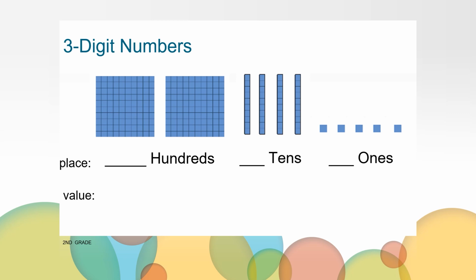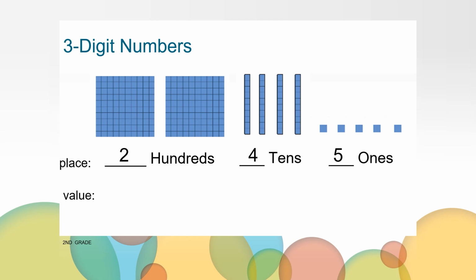What can you tell me about the places of this number? Well, I can tell by the blocks that there's a hundreds place, there are tens, and there are ones. How many hundreds are there? There are 2 hundreds. How many tens are there? There are 4 tens. And how many are in the ones place? There are 5 ones in the ones place.